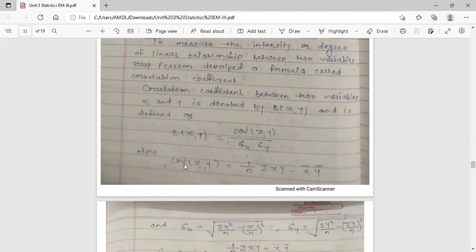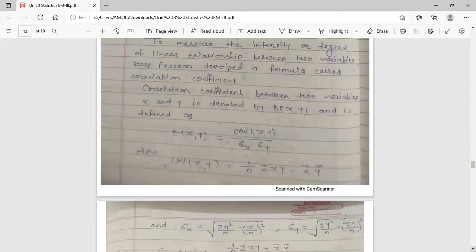Now the formula for covariance of xy is equal to 1 upon n into summation xy minus x bar y bar. 1 upon n, n is the number of observations. Summation xy means you construct the table, and in that table one of the columns will be x into y, x multiplication y, and you do the addition of all the elements in that column. That will be your summation xy minus x bar y bar. x bar is the arithmetic mean of x and y bar is the arithmetic mean of y.